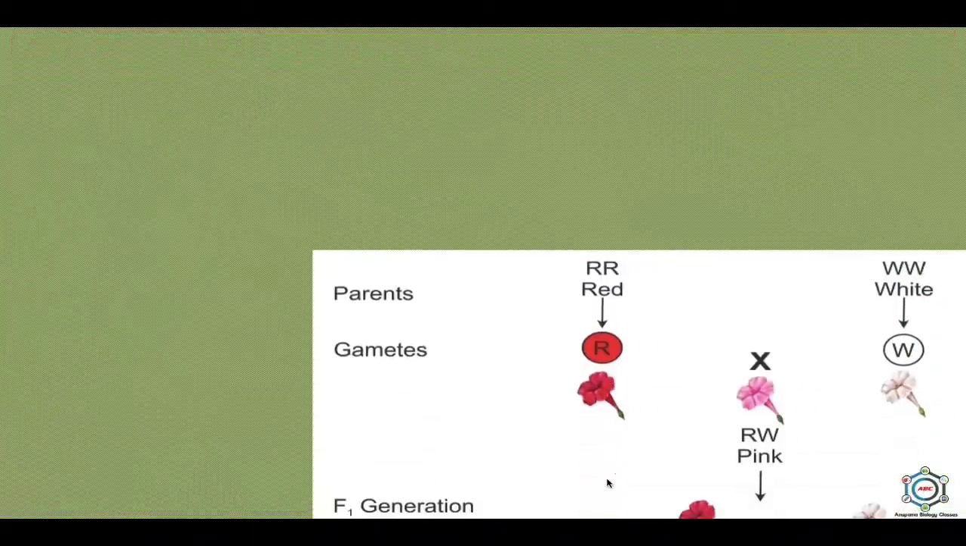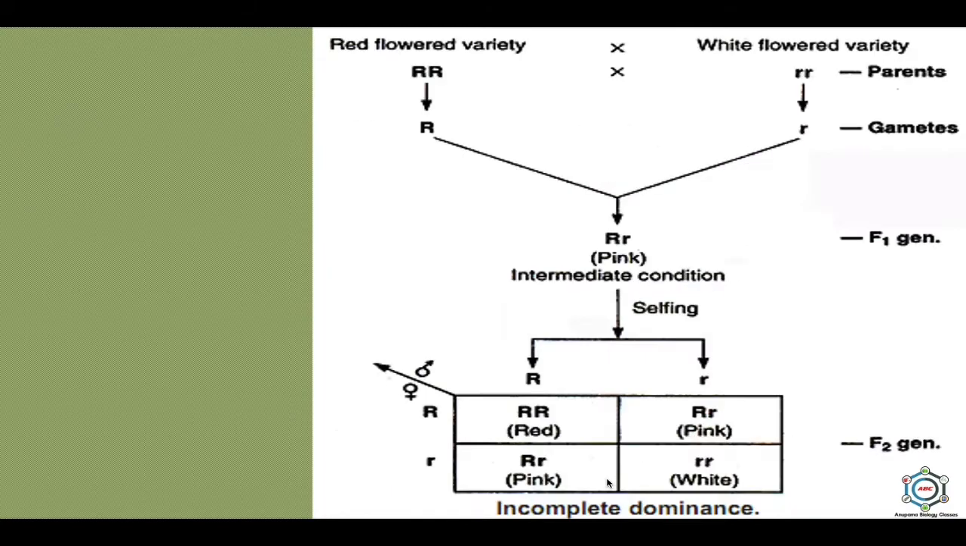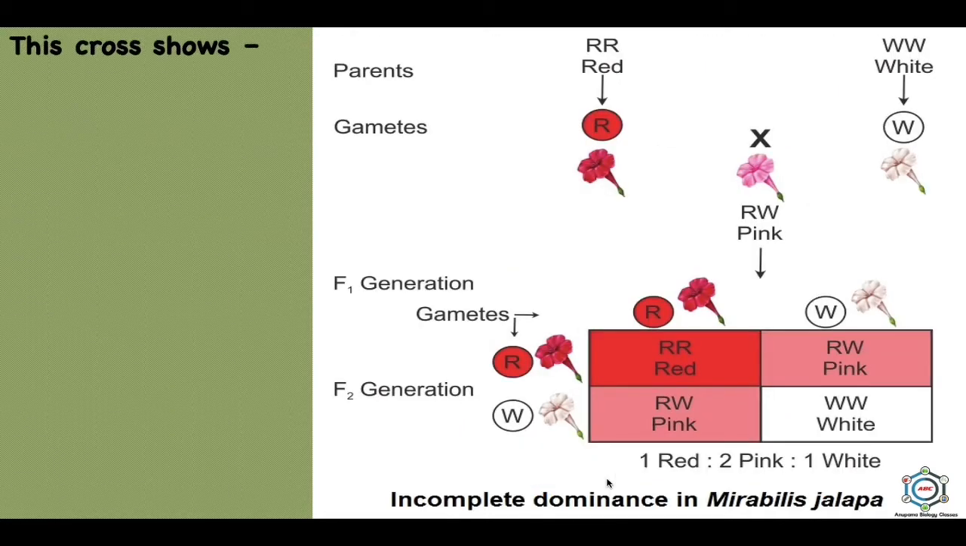Now here is the example of incomplete dominance in the four o'clock plant, that is Mirabilis jalapa. Here a cross between a red and white flower forms pink in the F1 generation, which shows blending. So when two of the hybrid plants with pink flowers are crossed, the F2 generation includes plants with red, pink and white flowers in the usual combination, that means the Mendelian ratio of 1:2:1. So this cross shows incomplete dominance.